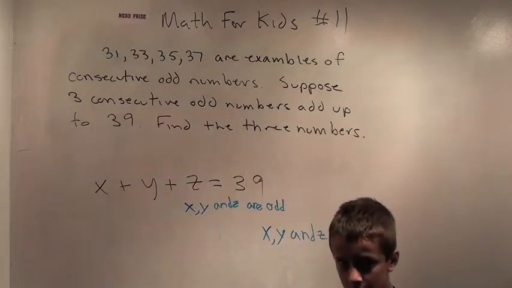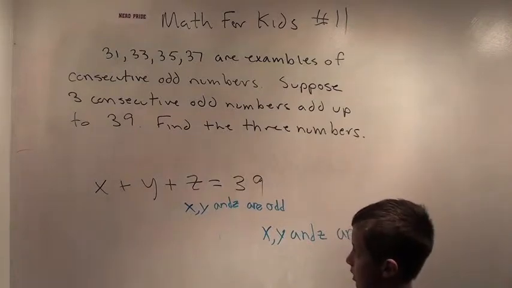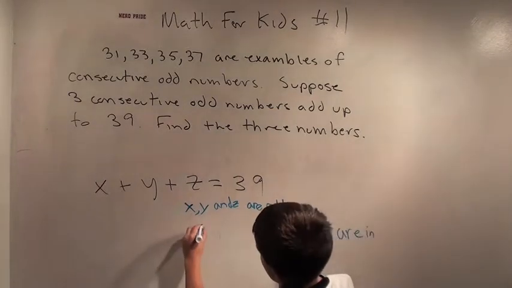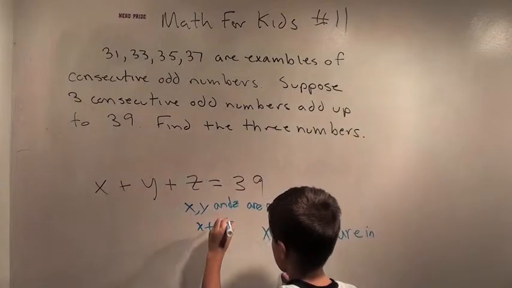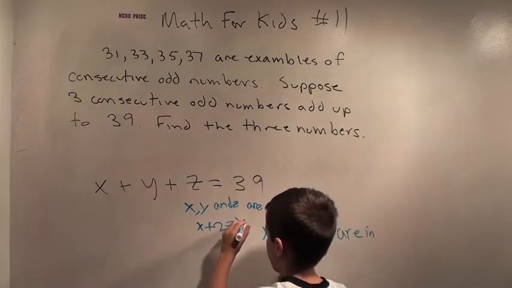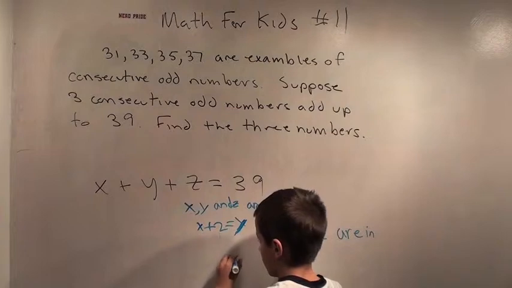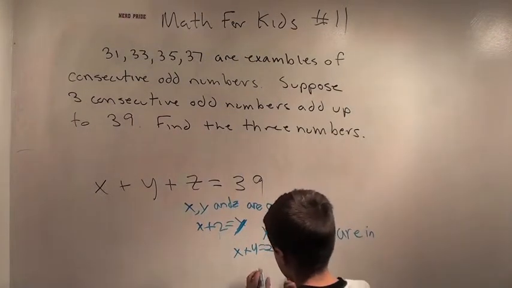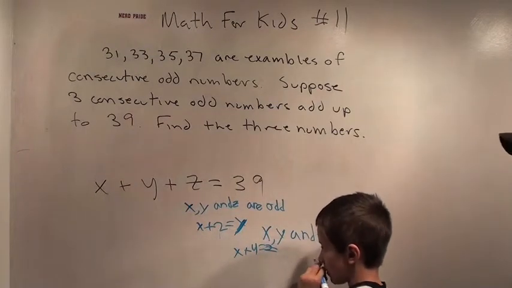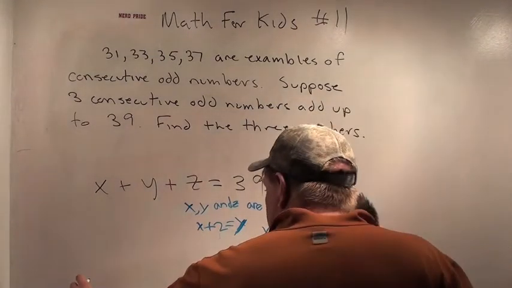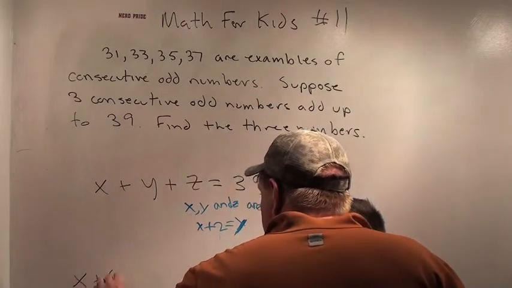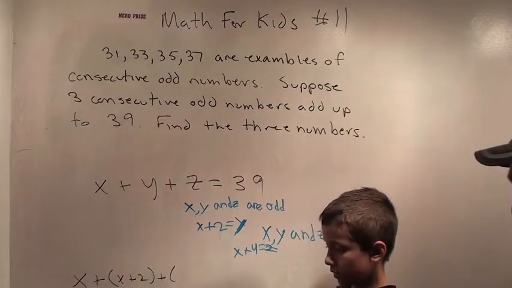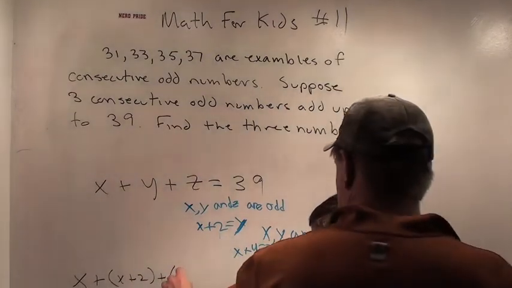So, what do we know about x and y? How are they related? We know that x plus 2 equals y. Very good. And how are x and z related? X plus 4 equals z. So we can write this equation as x plus, instead of y, we write x plus 2, and instead of z, we write x plus 4.